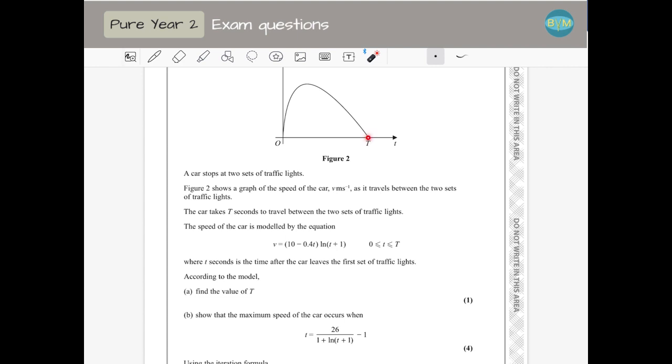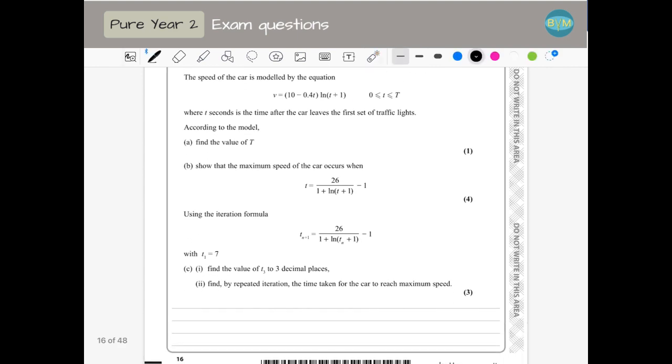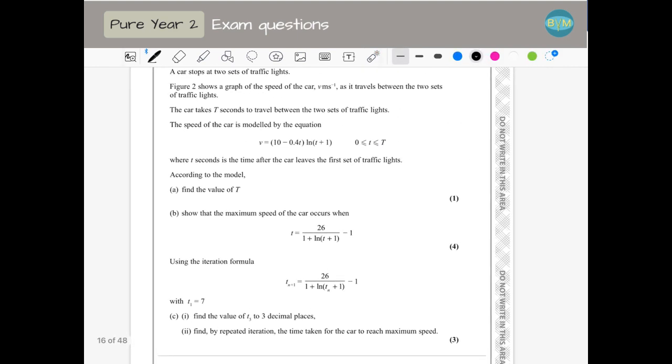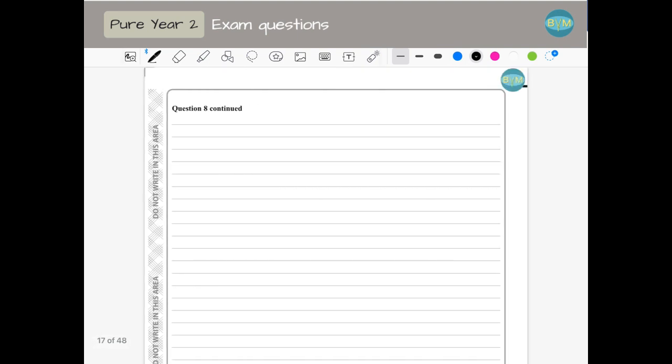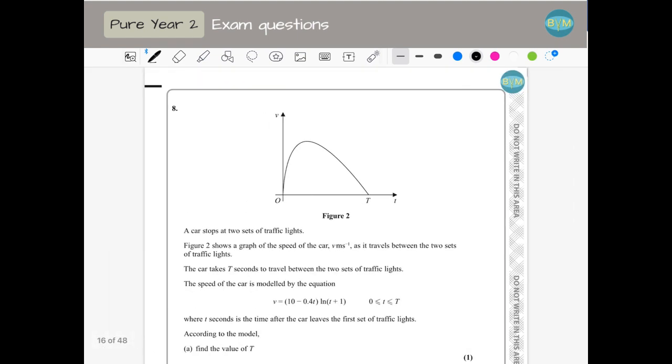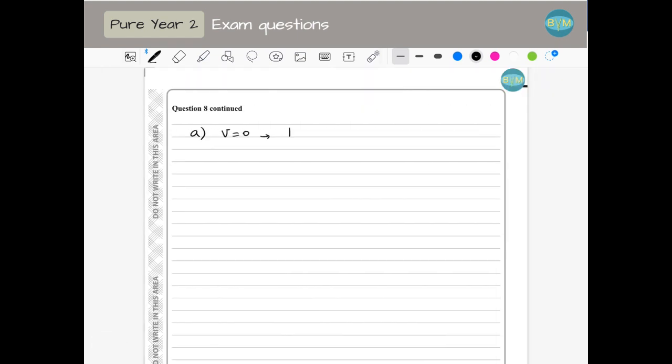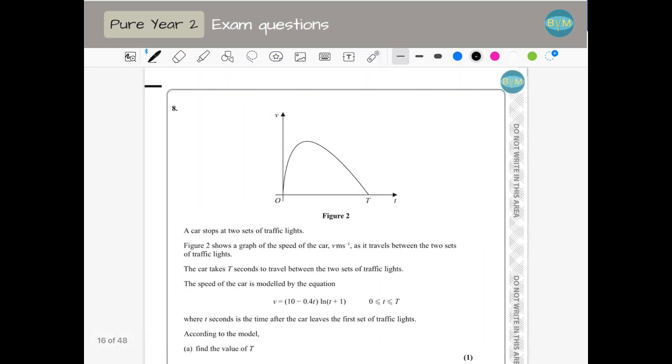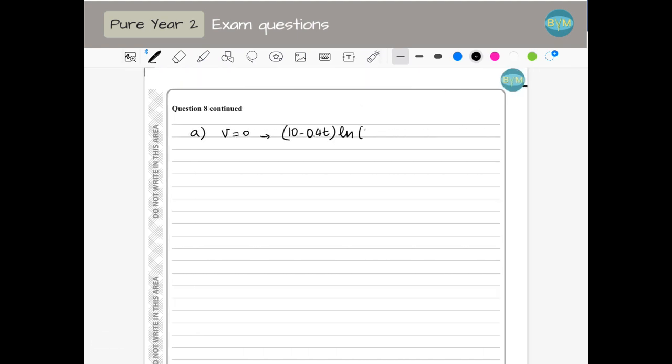So T is one of the roots of this equation, so it's going to make v 0. Let's find that. I'm going to make that equation equal to 0. I'll do it on the next page. So for part a, velocity is going to be 0, which means that (10 minus 0.4t) times ln(t plus 1) is going to be 0.